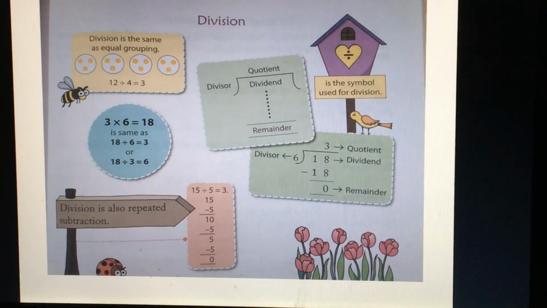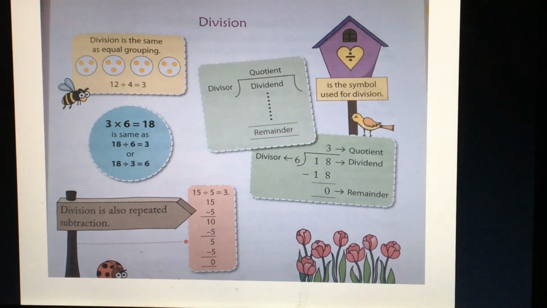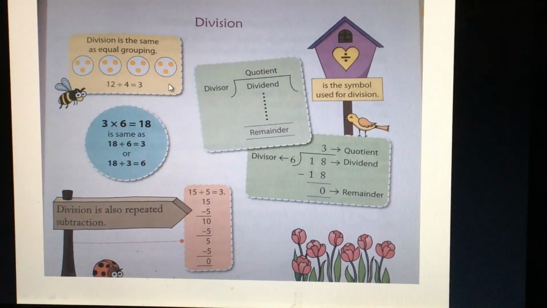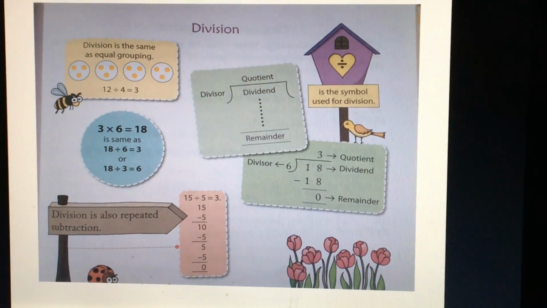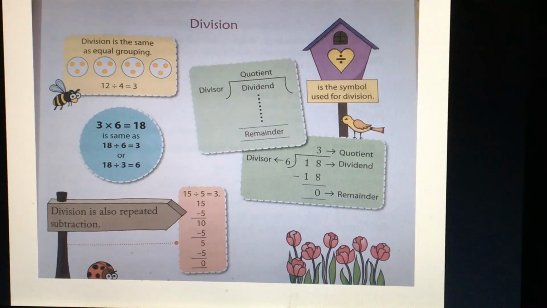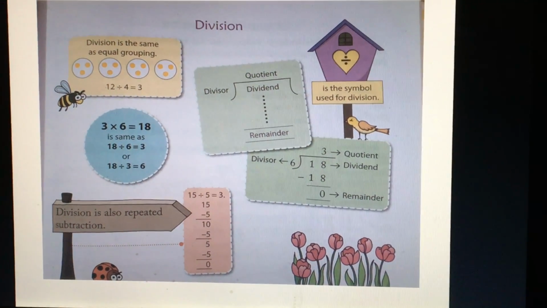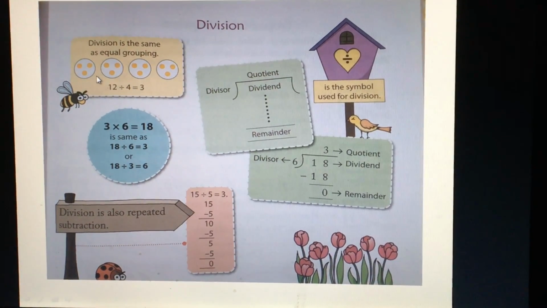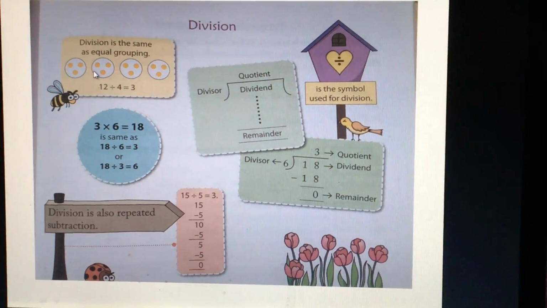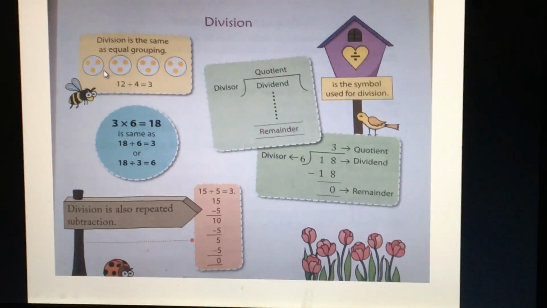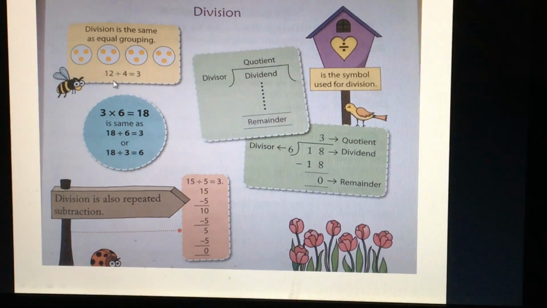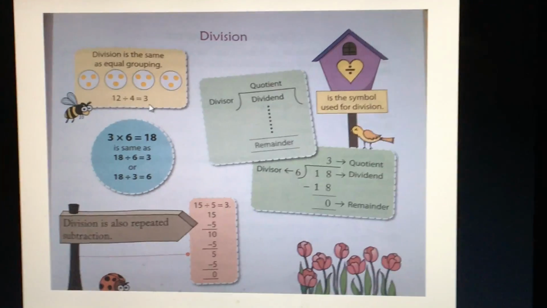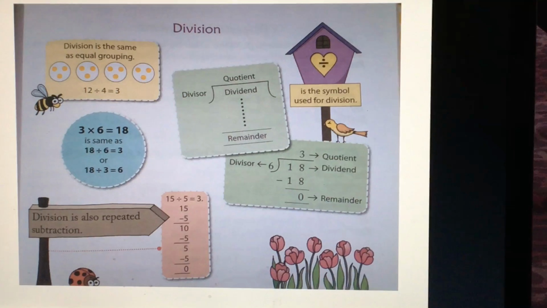Now let us understand the division terms with the help of this figure. The first figure is showing division is the same as equal grouping. That means if we have a number of objects and we divide them into equal groups, like here I have 12 dots and I have divided them in groups of 4. In each group, how many dots will I have now? 3. So 12 divided by 4 will give us 3. So we can write this as 12 divided by 4 equals 3.